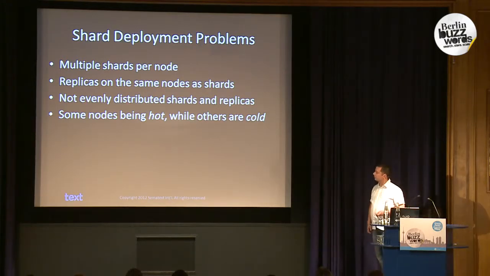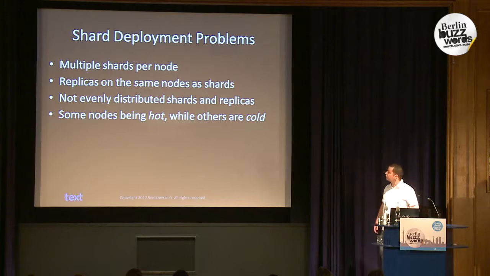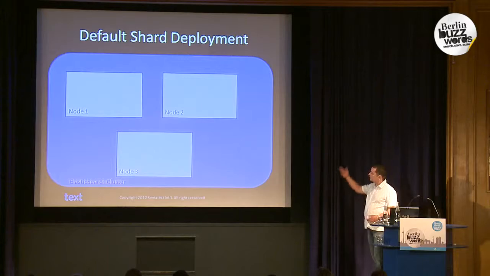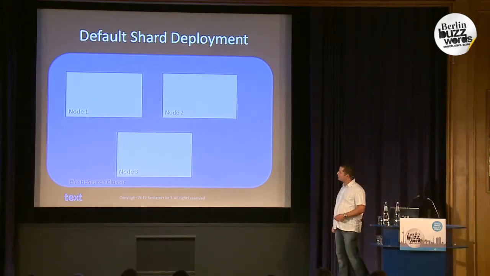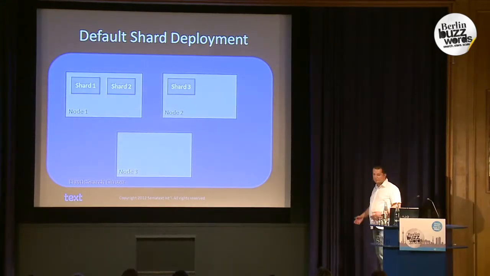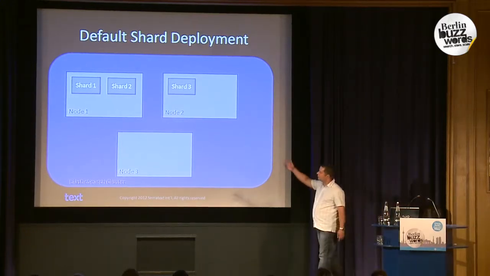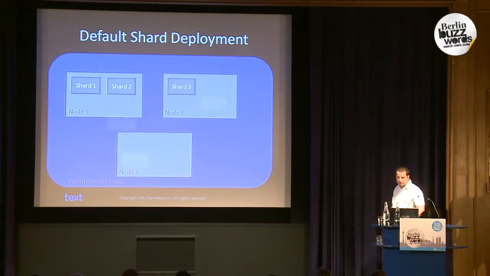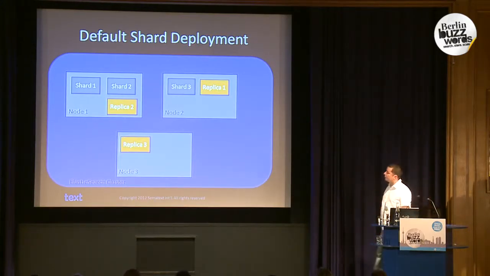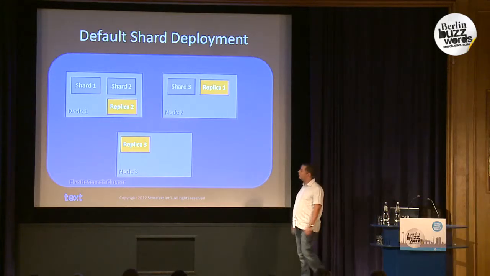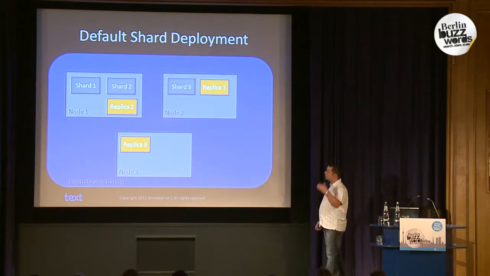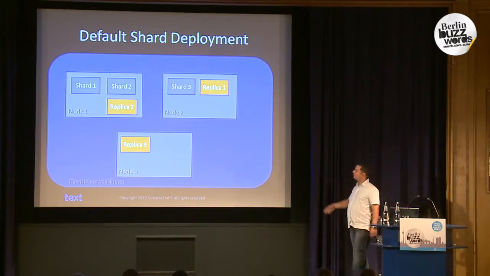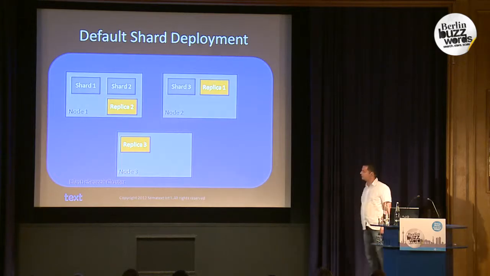Because of that, we did some things, and I'll try to show you the first thing we did. So, this is the default shard deployment. You can see we have an Elasticsearch cluster, for example, with 3 nodes, and the default deployment can end up like this: 2 shards on 1 node, 1 shard on the 2nd node, without a single shard on the 3rd node, and of course the replicas here. You can imagine that node 1 will be much hotter than node 3. Most queries and indexed documents will hit node 1, less node 2, and less node 3.